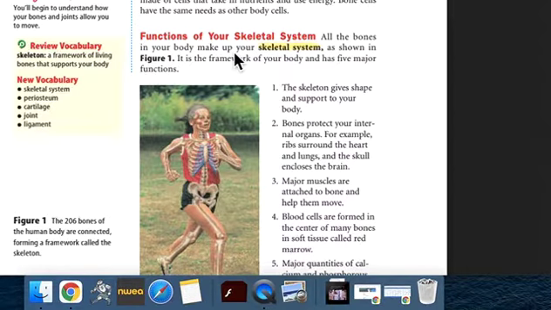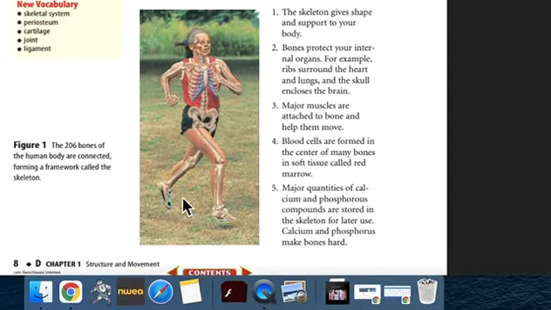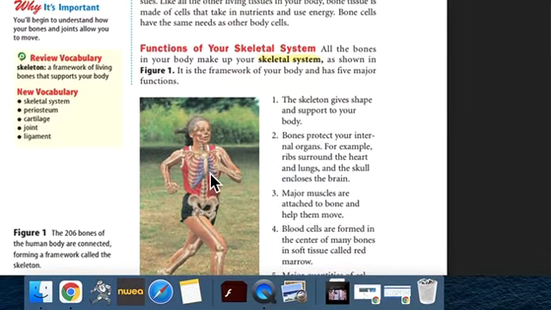Function of your skeletal system. All the bones in your body make up your skeletal system, as shown in Figure 1. This delightful Figure 1 shows someone's skeleton looking right through their skin. Somewhat creepy.